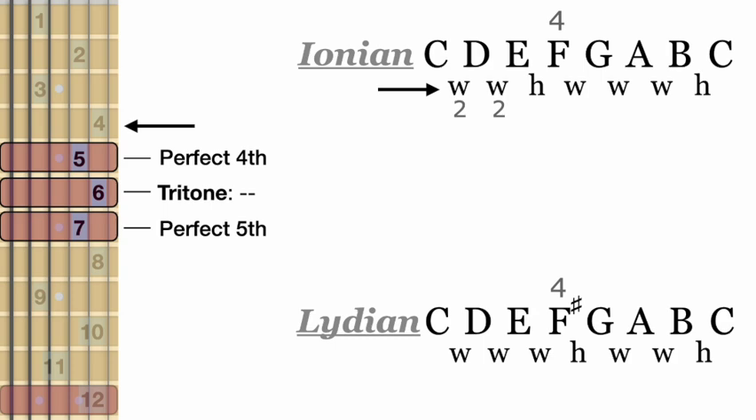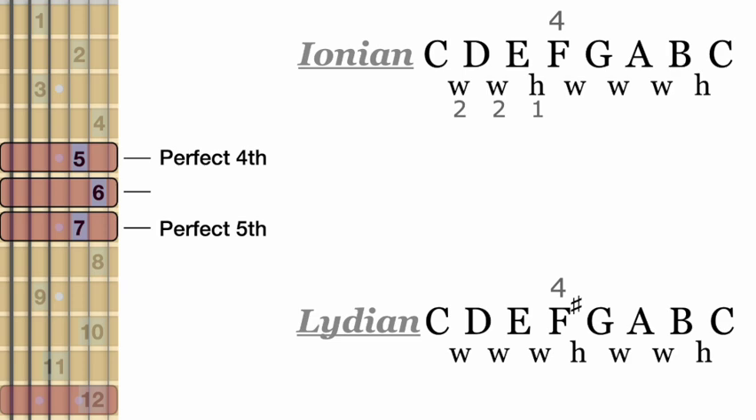Okay, fine, but we are interested in the fourth. From E to F, we have a half step, and that means from C to F we moved up 5 frets, meaning that Ionian has a perfect fourth. Now, in this video, we are not going to be talking about the tritone. Remember, we said tritone is used when there's no context. Here we have a lot of context.